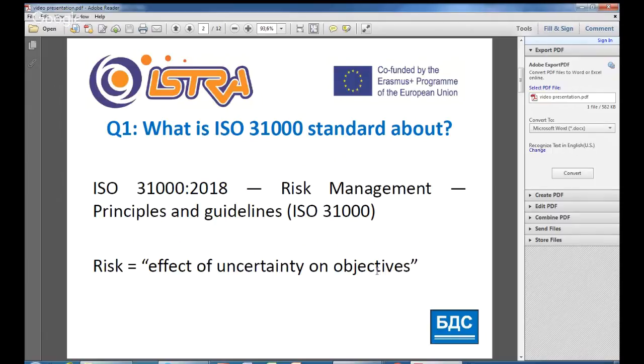There is a slight mistake on this slide, which states that it's principles and guidelines. In fact, the new standard contains only guidelines in its title. As seen from the title, the standard gives guidelines on how to manage risks in an organization. The standard defines risk as the effect of uncertainty on objectives.